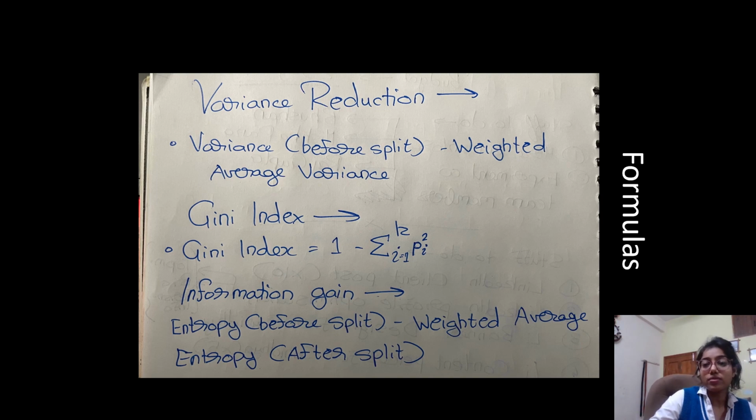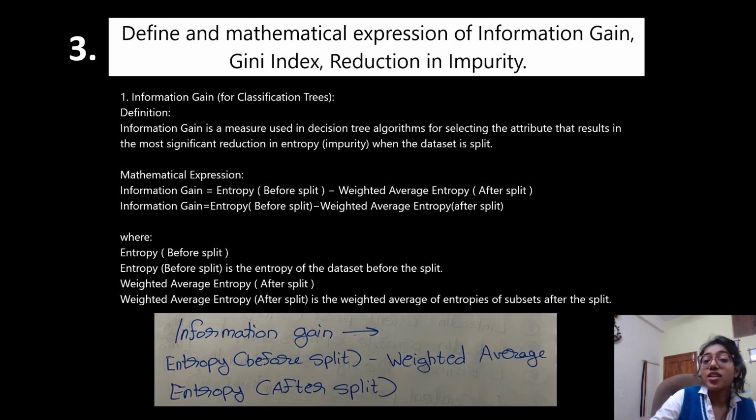The third question is to define and give the mathematical expression of information gain, Gini index, and reduction in impurity. So first is information gain. Information gain is the measure used in decision tree algorithms for selecting the attribute that results in the most significant reduction.